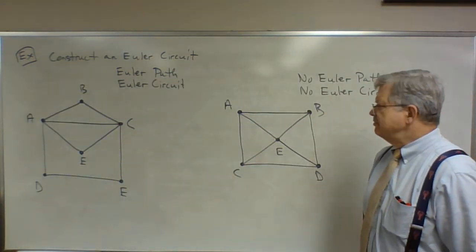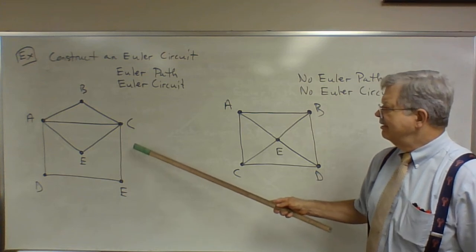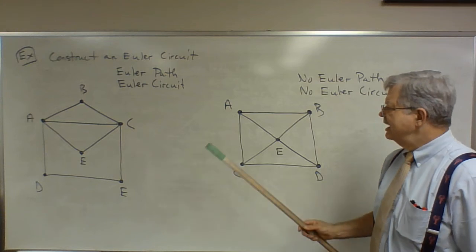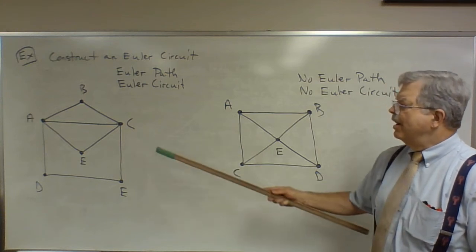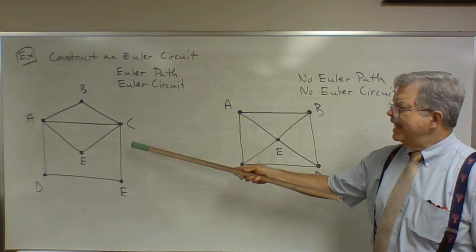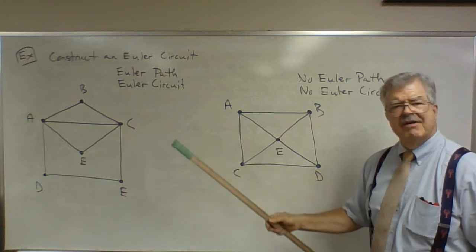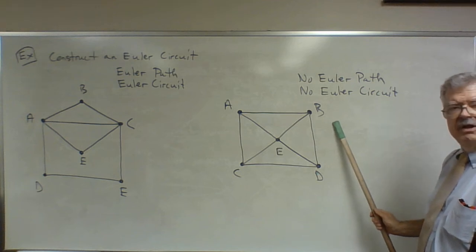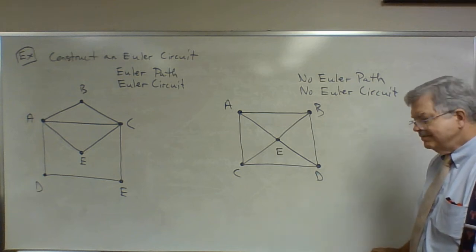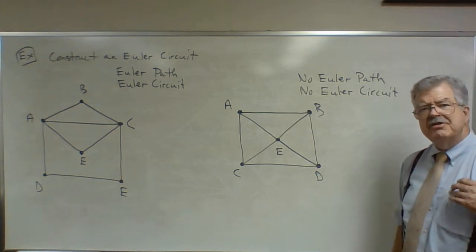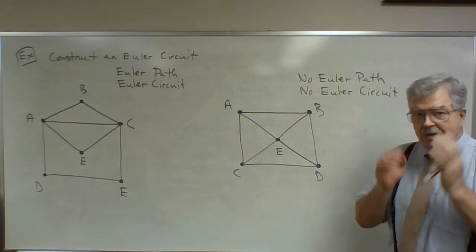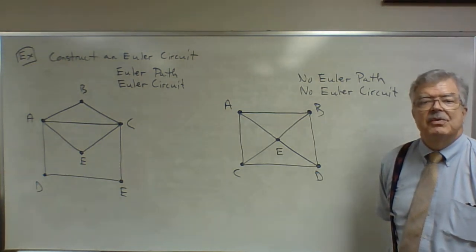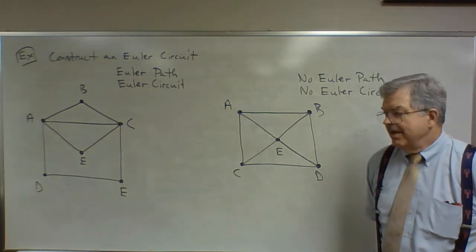This one doesn't look any less complicated or any more complicated than this one. Why could I get an Euler path and an Euler circuit with this graph, and I couldn't get either an Euler path or an Euler circuit with this one? It has to do with the number of edges coming into and leaving a vertex.